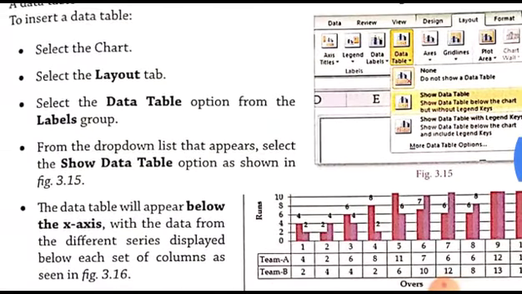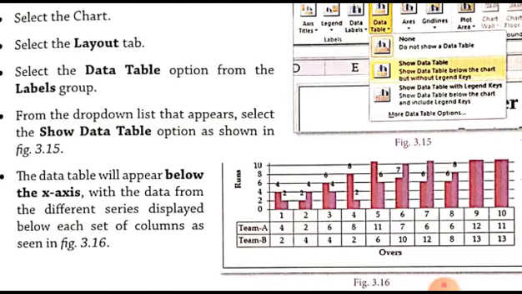When you choose this option, what will happen? The data table will appear below the x-axis with the data from the different series displayed below each set of columns. Below each set of columns, what is displayed? The data from the different series are displayed. Like in the first over, whatever runs the team has scored, those runs are displayed in the particular columns in the data table.